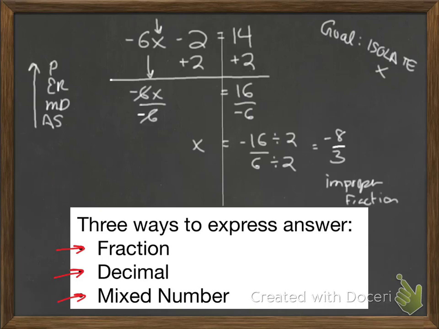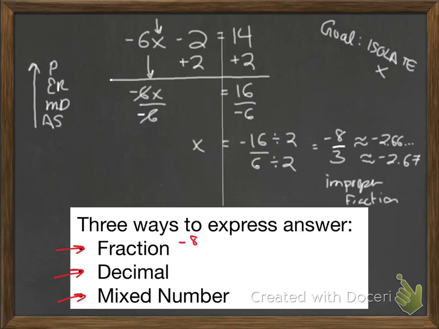Well, what if I were to try and make this into a decimal? What would we get for that? What is negative 8 over 3? Well, if you type it in your calculator, it is approximately negative 2.66666 going on forever, or approximately equal to negative 2.67. Okay? So let's think about what is the best way to express this.